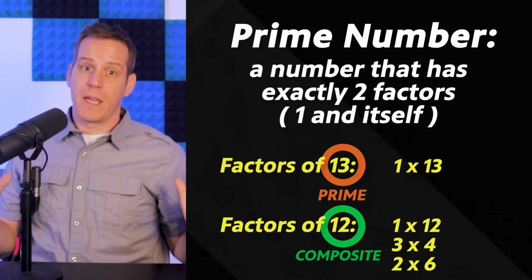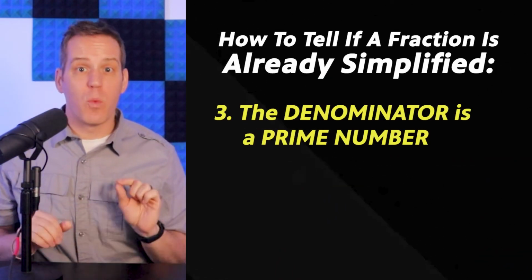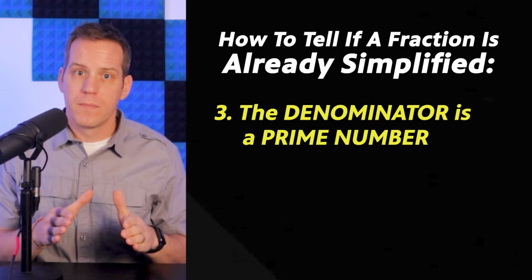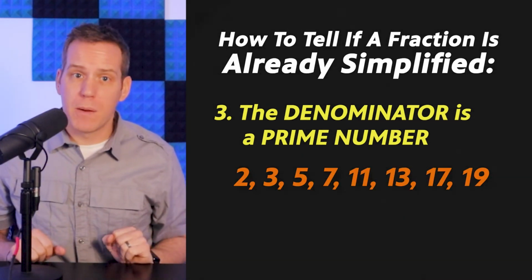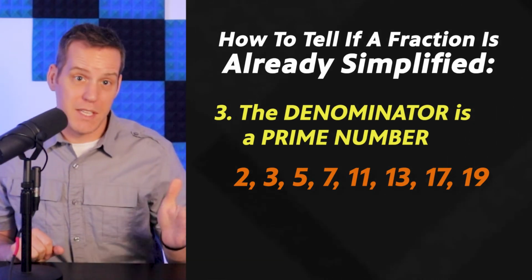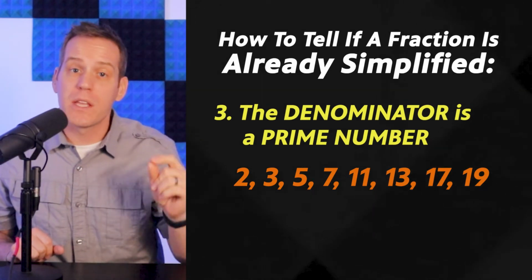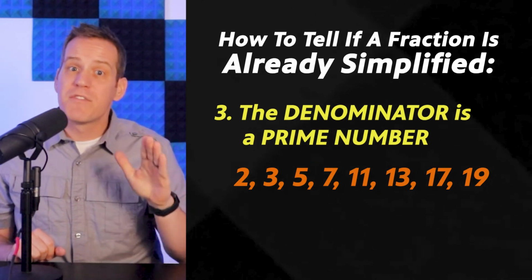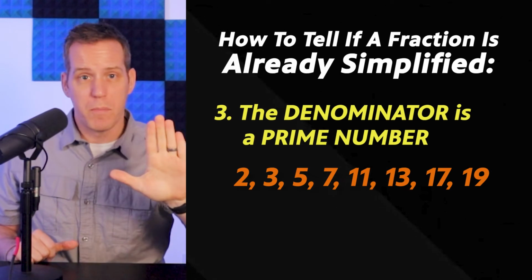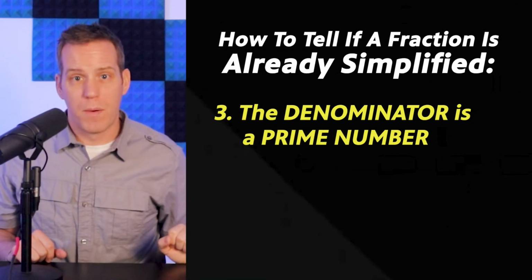Now, back to simplifying. If the denominator is one of these prime numbers, you are in simplest form. Here's a list of all the prime numbers between 0 and 20. Feel free to write these down. They're also listed in the description of this episode, so go ahead and jot those down to help you. Now, if the denominator, not the numerator, the denominator is one of those numbers, you're already in simplest form.